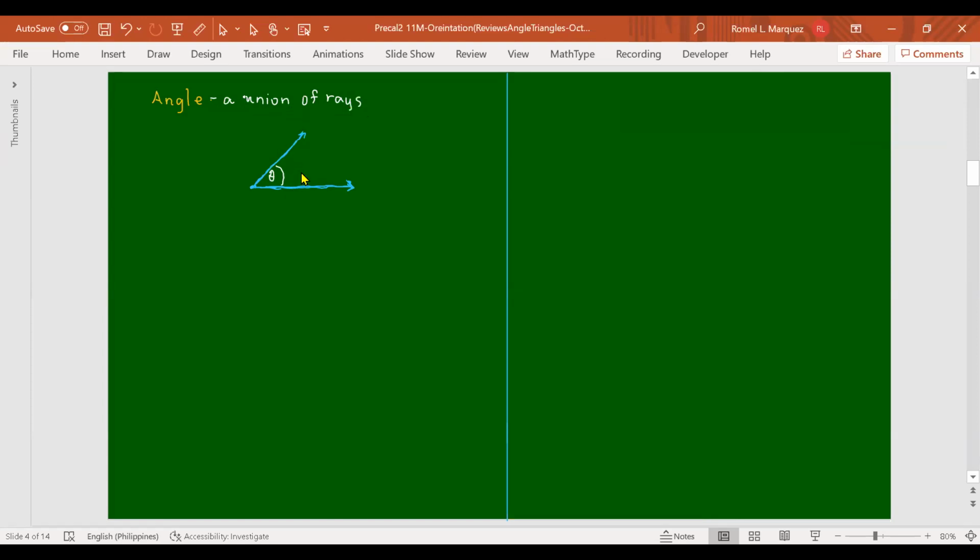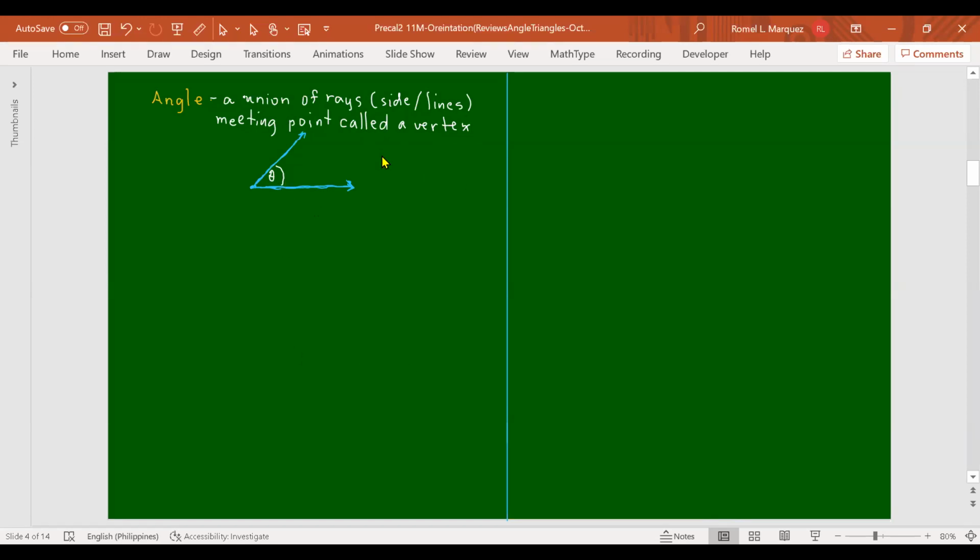And this space that is talked about is the amount of rotation. The union of two rays, sides or lines meeting at a common point, and this common point is called a vertex. So again, it's a union of two rays radiating from a common point called vertex.